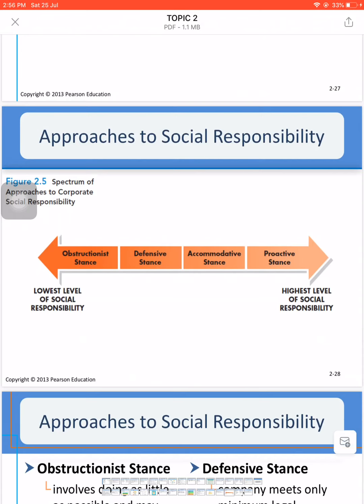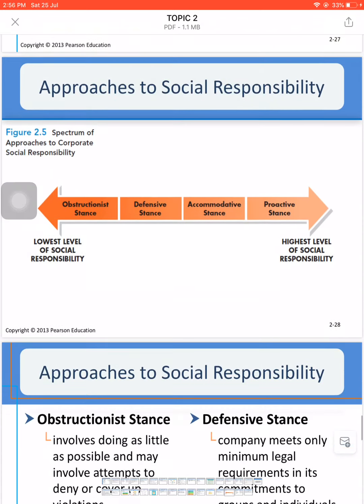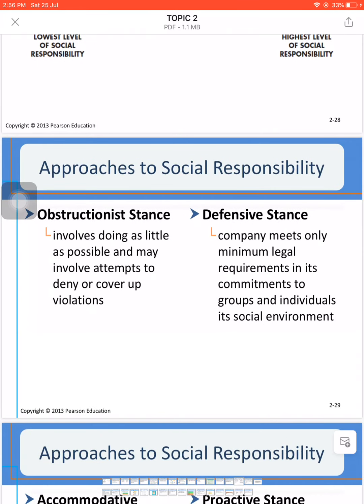If you apply the obstructionist stance, it means you have a low level of social responsibility. If you are practicing the proactive stance, you are at the highest level of social responsibility, which means your responsibility towards society is high. So here is the explanation of each of the approaches. Obstructionist stance is where the organization does as little as possible to solve social or environmental problems. Meaning, they do as little as possible in order to solve the social and environmental problems.